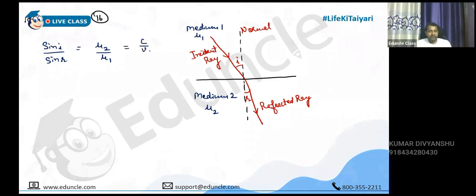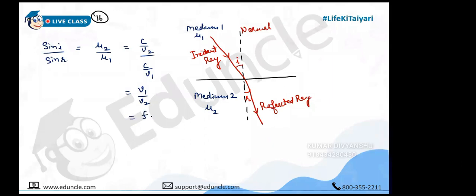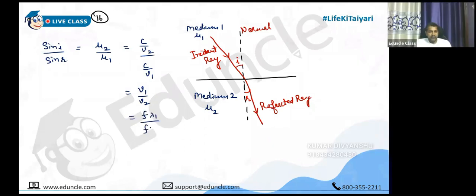Now mu2 will be C by V2, and mu1 will be C by V1. Can I write it as V1 by V2? And V1 equals F lambda 1, because we have studied that the frequency remains the same. So this can also be written as lambda 1 by lambda 2. So you can see we are getting so many relations.